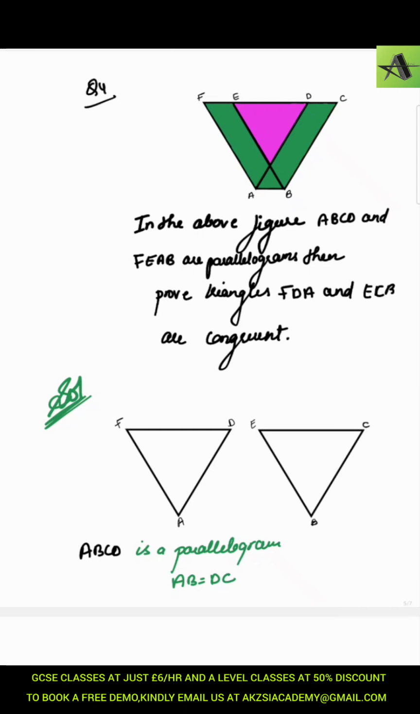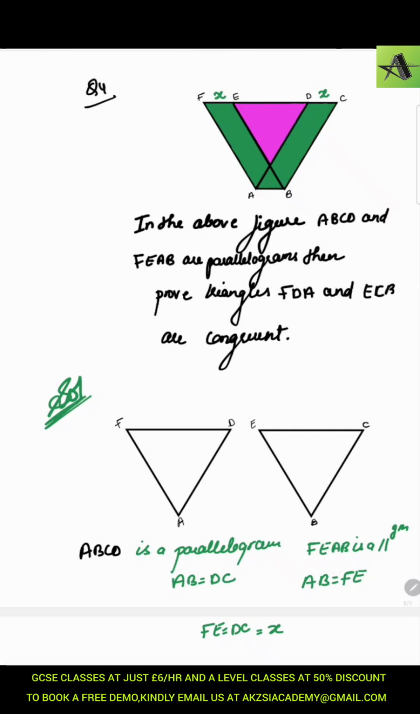Similarly, FEAB is a parallelogram. This is a short way of writing parallelogram. Then FE equals AB, since opposite sides are equal. If DC equals AB and FE equals AB, that clearly means FE equals DC. Let's say they both equal X. So this part is X and this part is X.